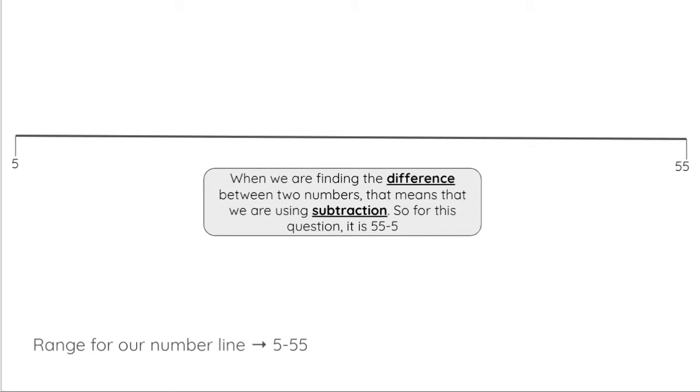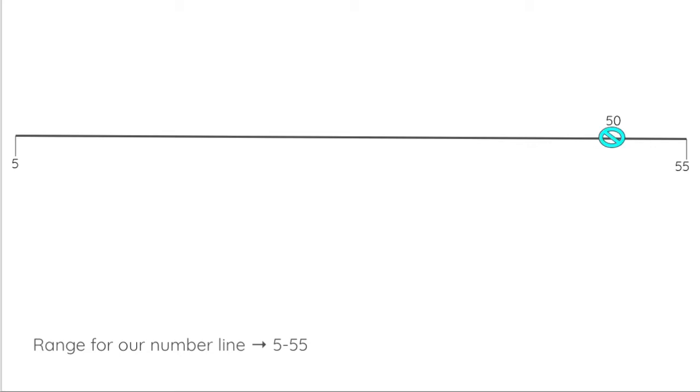To do that, you need to find the difference between them. When you are finding the difference, we always use subtraction. For this case, we then do the problem 55 minus 5. Do you know what 55 minus 5 is? If you guessed 50, well, you know what to do. Are we done there? No, we are not. 50 is not the benchmark in the middle.